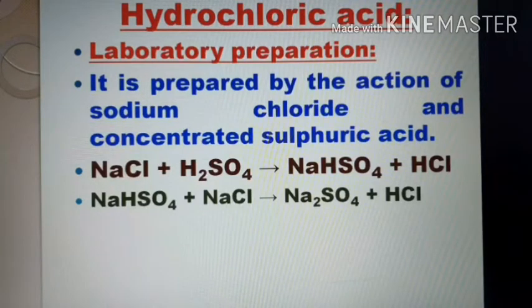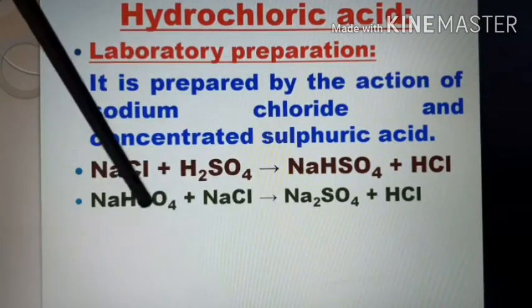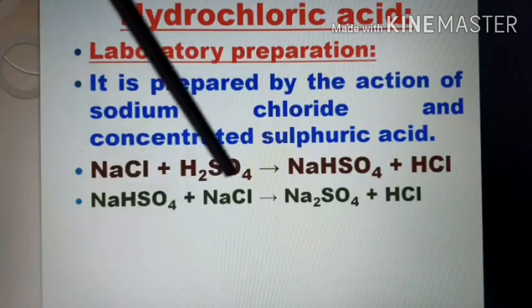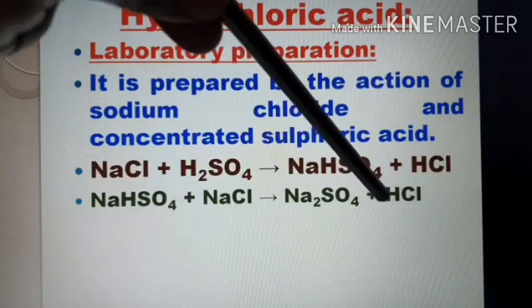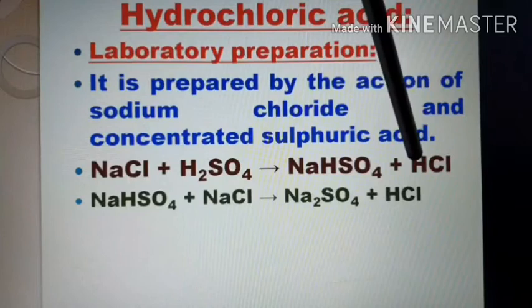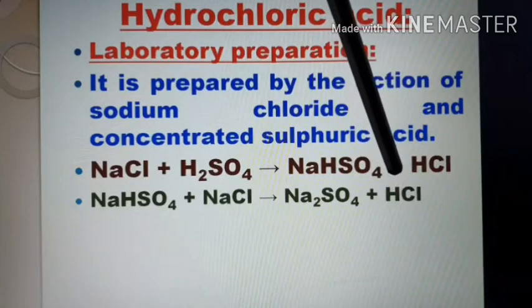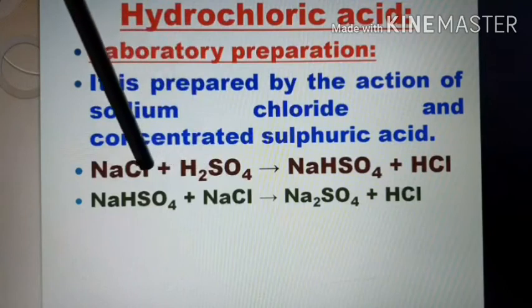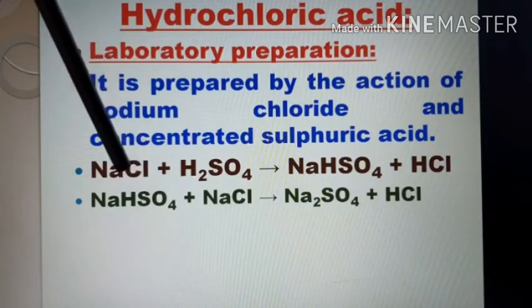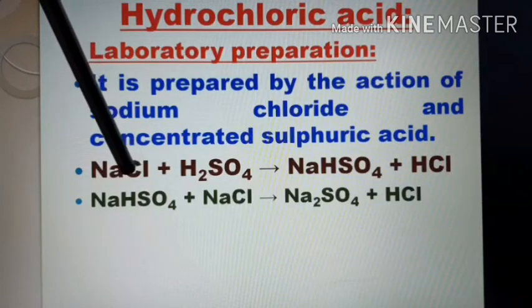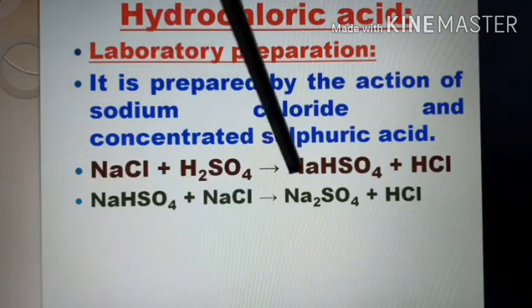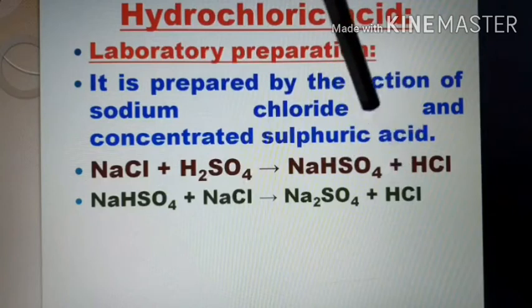If an excess amount of NaCl is present in this mixture, that excess NaCl also undergoes reaction with the sodium bisulfate formed, one of the products, and gives Na2SO4. Here also HCl is formed, so in both reactions HCl is formed. The main reactants are sulfuric acid and sodium chloride. If sodium chloride is taken in excess, it reacts with the sodium bisulfate, again giving hydrochloric acid.